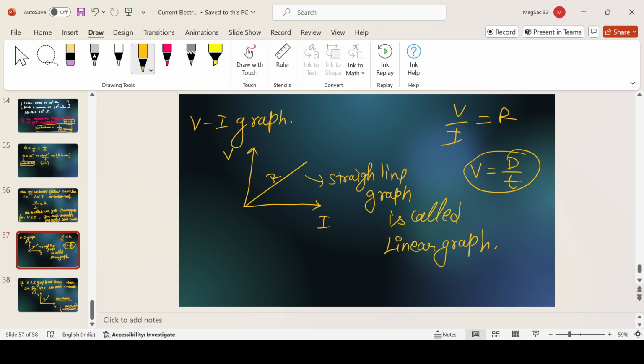ठीक है, तो जो इसका VI ग्राफ होता है, यानी वोल्टेज करंट का जो ग्राफ होता है, अगर वो स्ट्रेट लाइन आ रहा है, then it is said to be an ohmic conductor. या फिर लीनियर आ रहा है तो उसको बोलते हैं ओमिक कंडक्टर है, यानी कि वो कंडक्टर ओम्स लॉ फॉलो कर रहा है. लेकिन अगर ये स्ट्रेट नहीं आता, then वो ओम्स लॉ को फॉलो नहीं कर रहा है, यानी कि ओमिक कंडक्टर नहीं है.